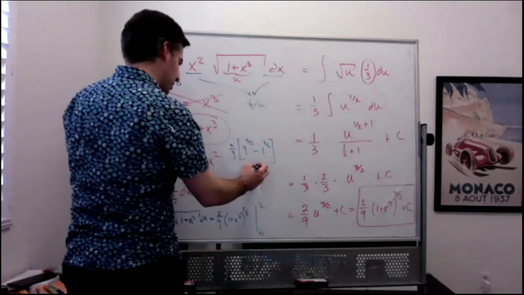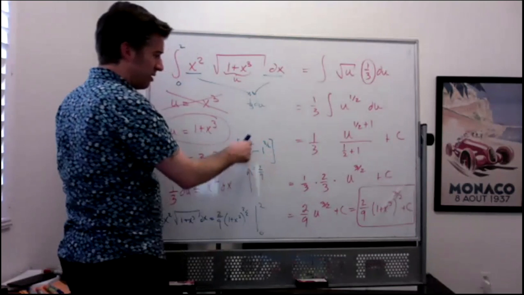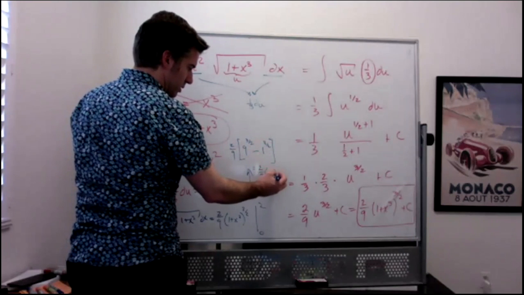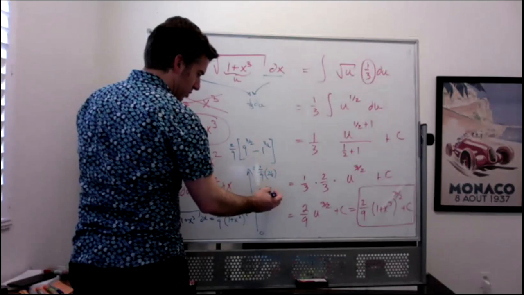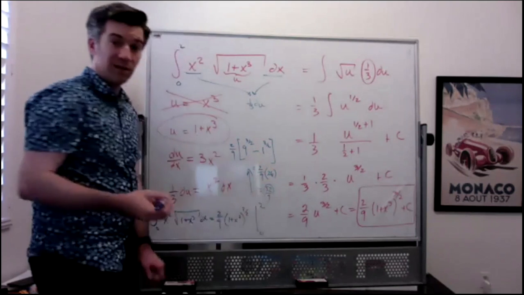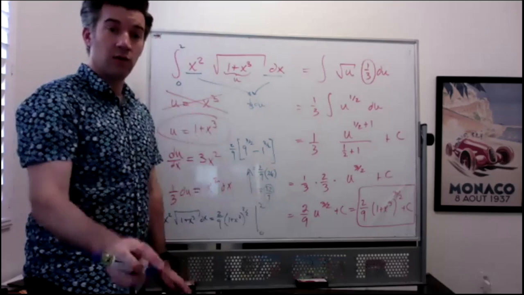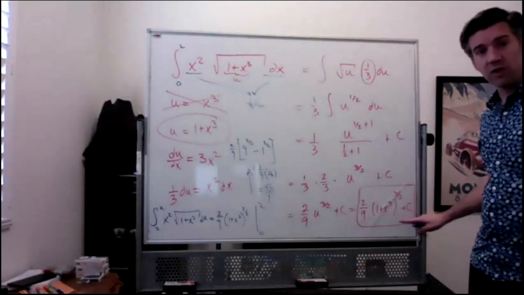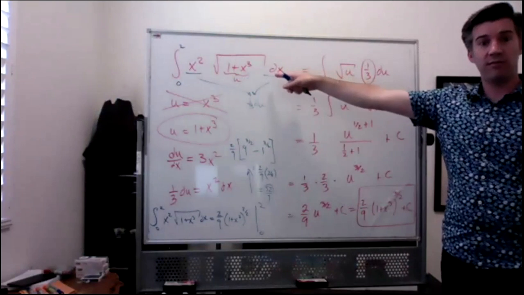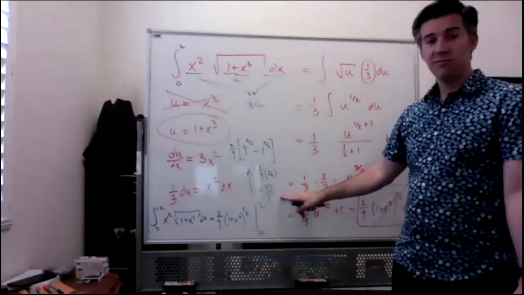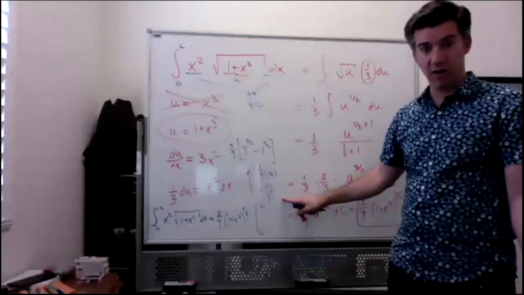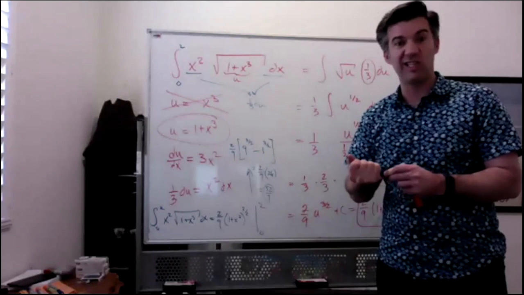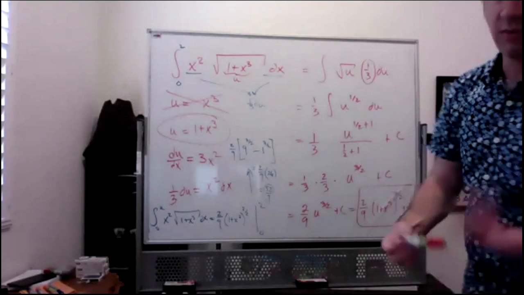That would end up being 2/9 times 9 to the 3/2 is 27, 1 to the 3/2 is 1. So 27 minus 1 is 26. This would end up being 52 over 9 if it was a definite integral. Also notice, indefinite integral, answer is a function of the variable that we started with. Definite integral, answer is a number. It's the amount of area under the curve between those 2 points. So very, very clear distinction there. Okay, let's do more examples.